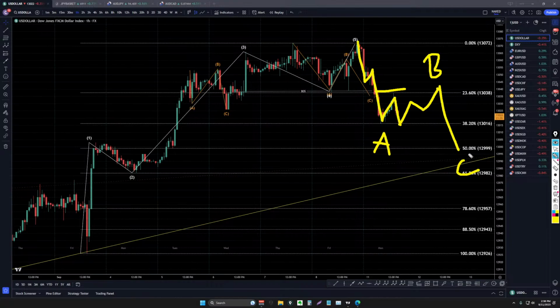I think it's going to make an ABC correction that will go down to one of these Fibonacci levels before we get that impulsive move up. And maybe even the final wave, like the wave 5. This could be the 3, 4, 5 shape forming right now.